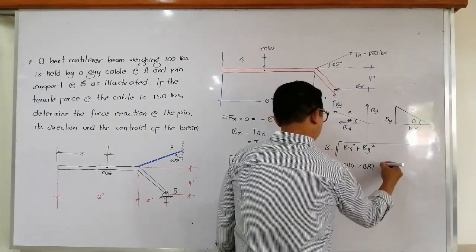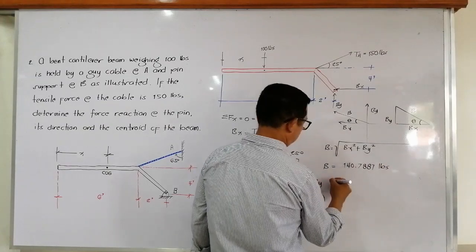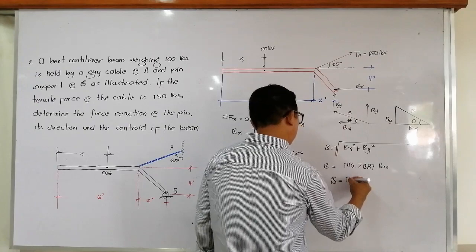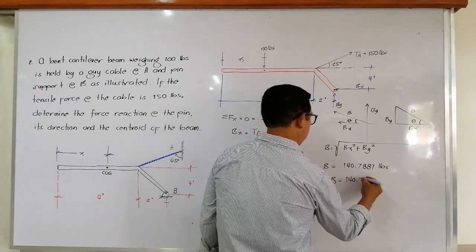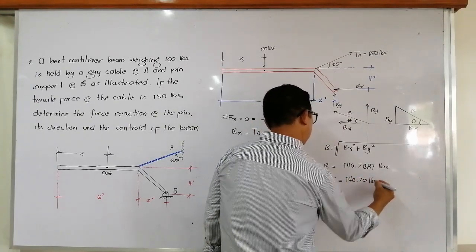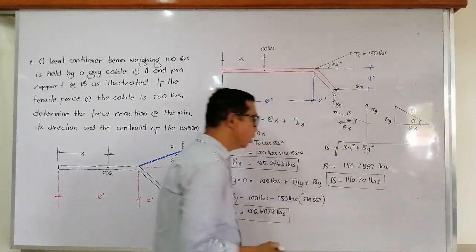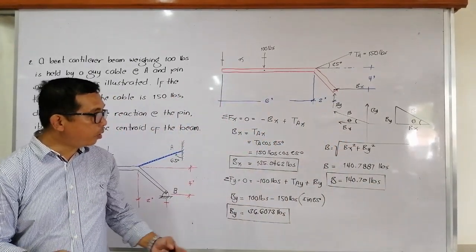140.7887 pounds. So if we round to two decimal places, the value is 140.79 pounds. Okay? Now, what about the angle?